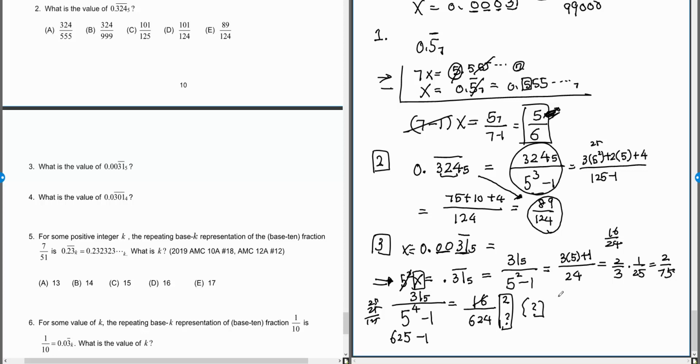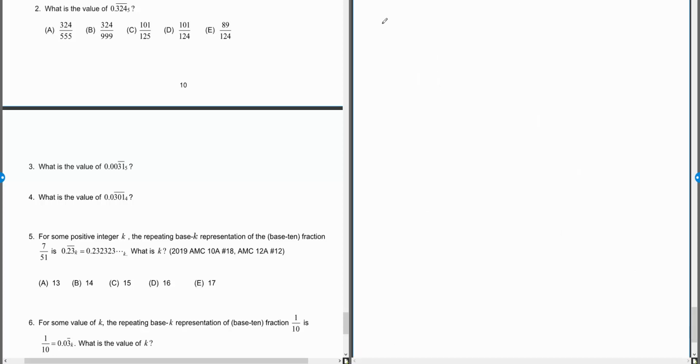Alright, the next one, number 4. Well, we're going to try number 4 here. Number 4 is 0.03014. So move to the 1, 4 here, right? What is this? x equals how much times 4 is what? 4x, okay? Yeah. 4x equals 0.1301 to the 4. It's fine.